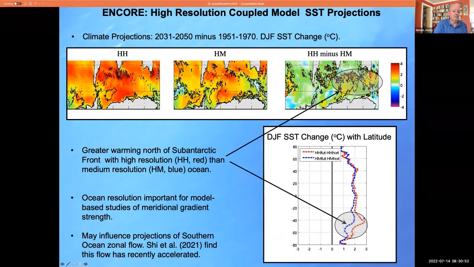And you can see in this bottom plot, which shows the zonally averaged SST, that depending on whether you're working with a medium resolution ocean in blue or a high resolution ocean in red, you can get differences of a degree or so, or approaching a degree, in the projected warming in the future.